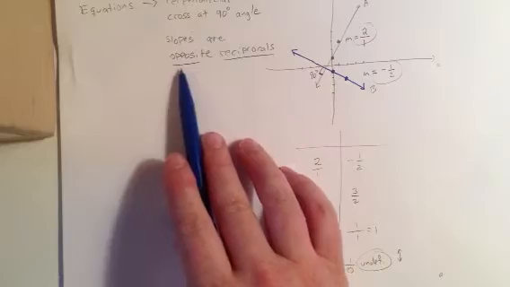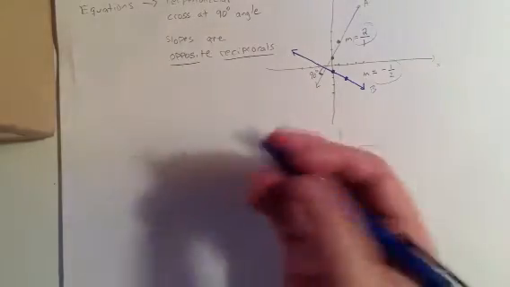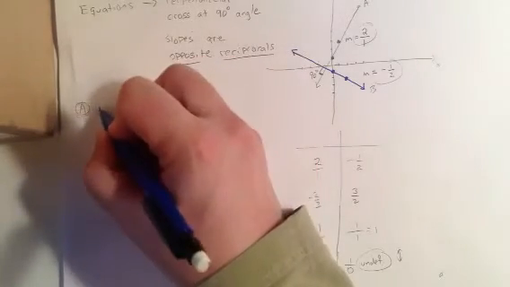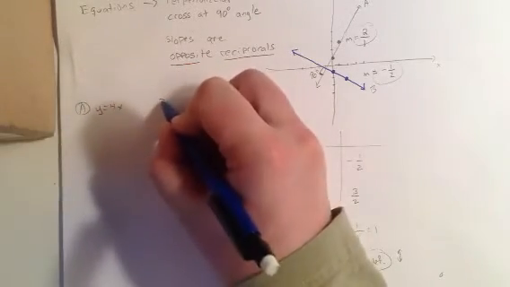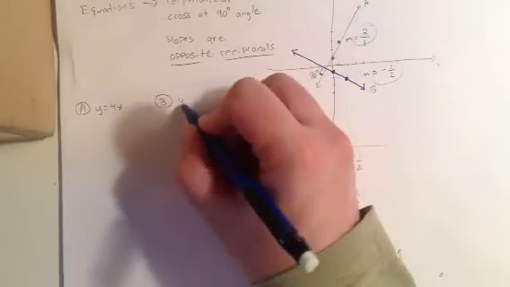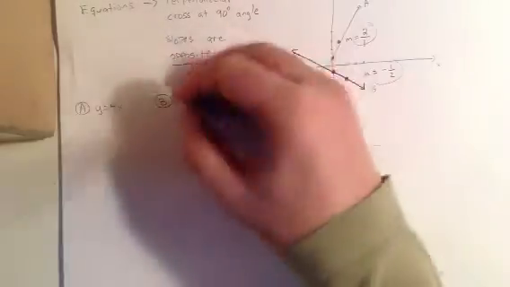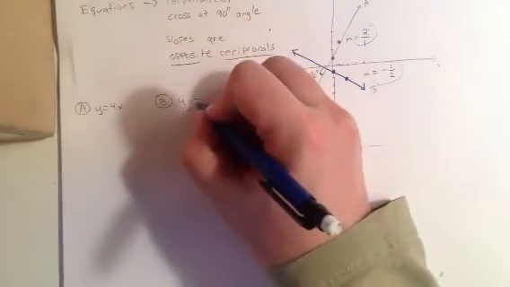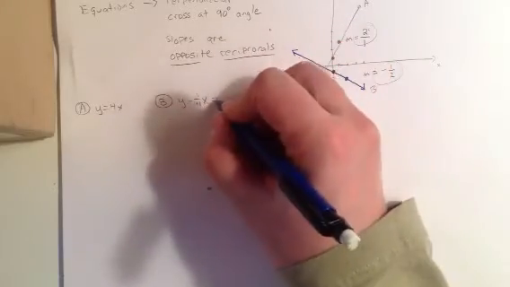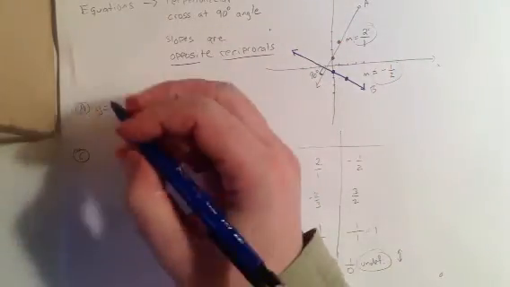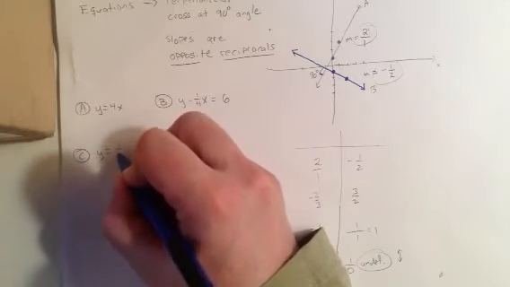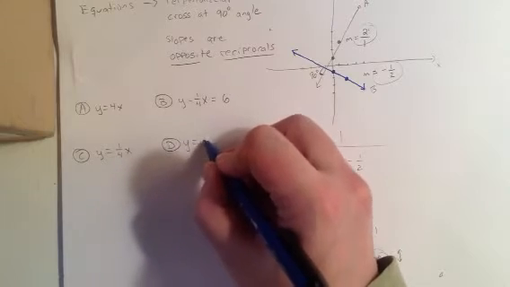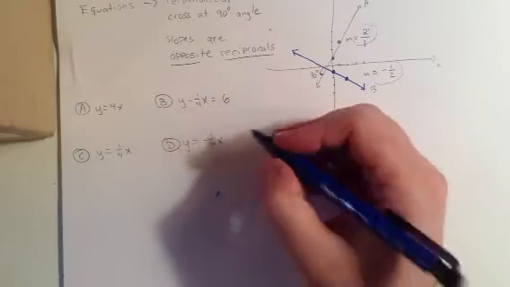Are they perpendicular? In other words, I need to know what the slopes are. So for our first example, let's look at 4 lines, A, B, C, and D. A is y equals 4x. B is y minus 1/4 x equals 6. C is y equals 1/4 x. And D is y equals negative 1/4 x minus 2.